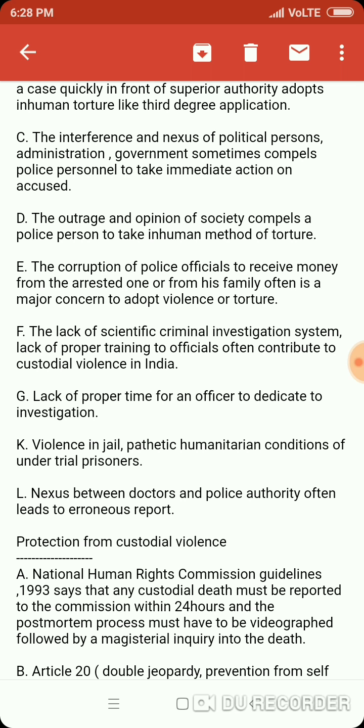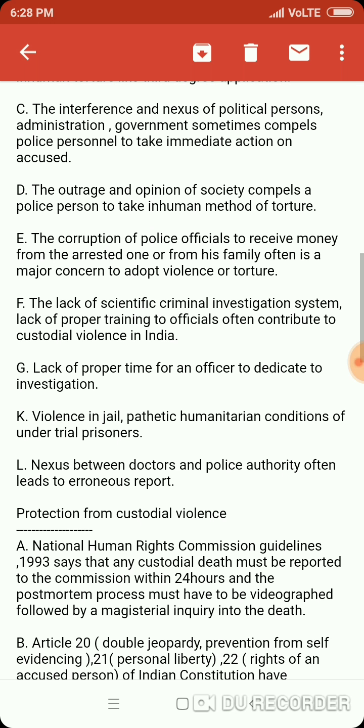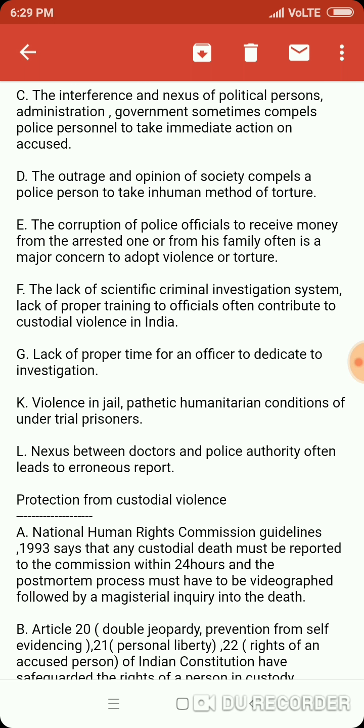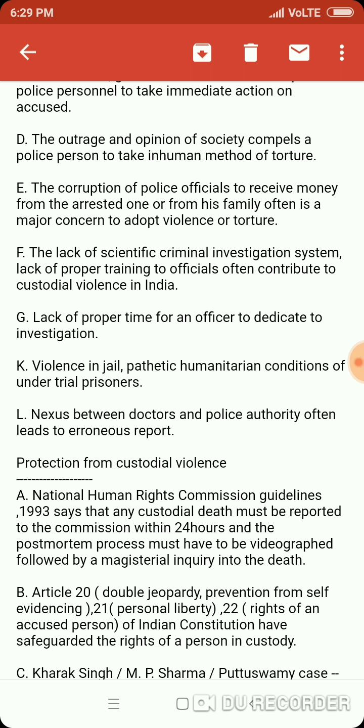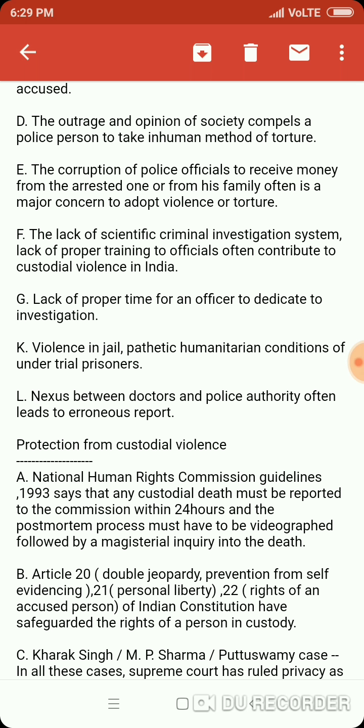The outrage and opinion of society. What does that mean? Sometimes the whole process is influenced by social opinion, because society demands more immediate action. The police, bowing down to such public opinion, have to take some quick actions to extract proof from the accused persons.